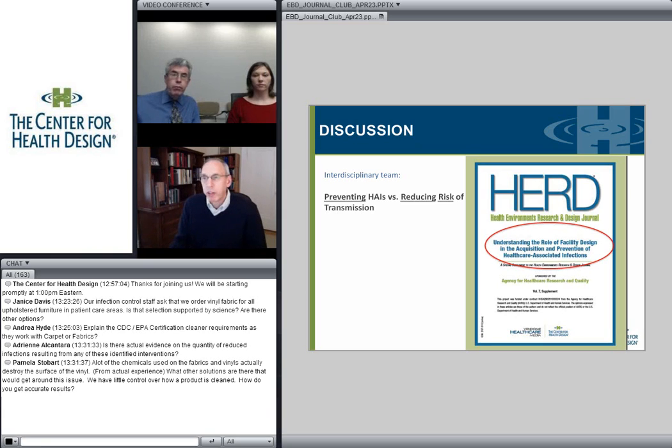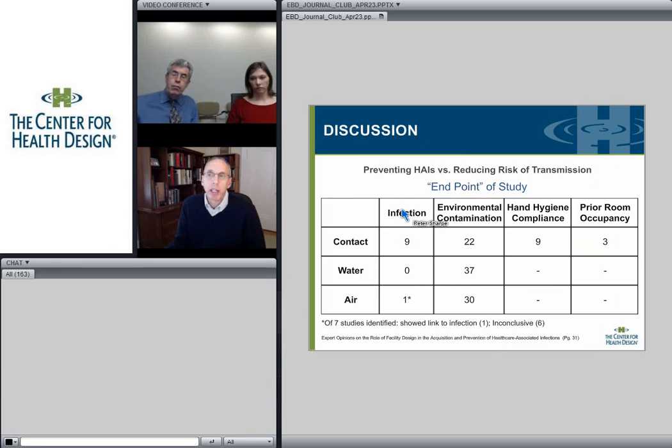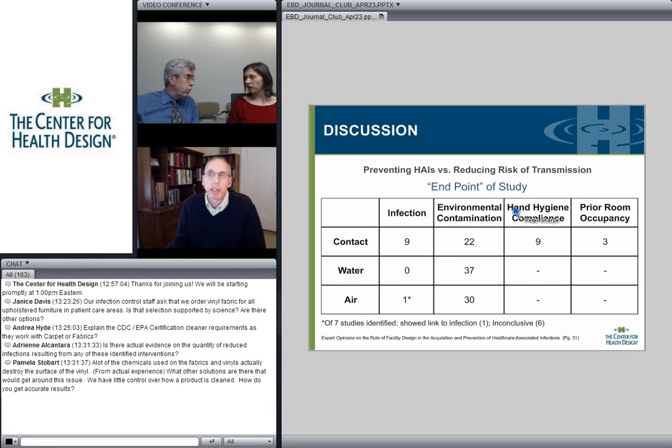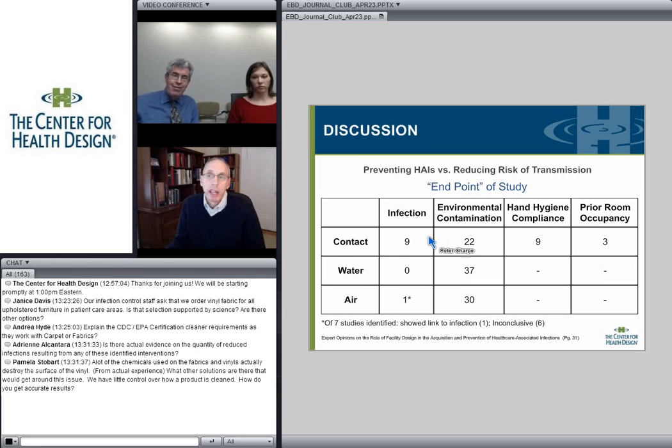But it was important to the group, it seemed, to evaluate studies in terms of preventing infections versus reducing the risk of infections. And when I went through a lot of the articles, 200 or so articles, you discuss endpoints, with the endpoint being infection reduction versus reduction in environmental contamination, or hand hygiene, and other aspects. And there aren't all that many that could actually show a reduction in infection.